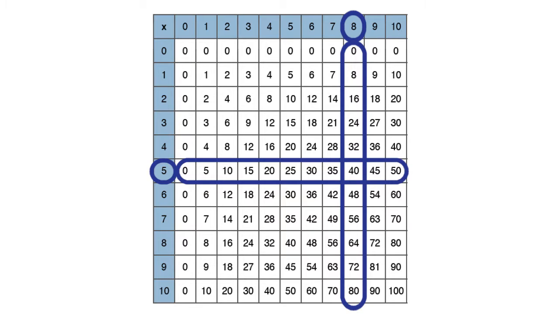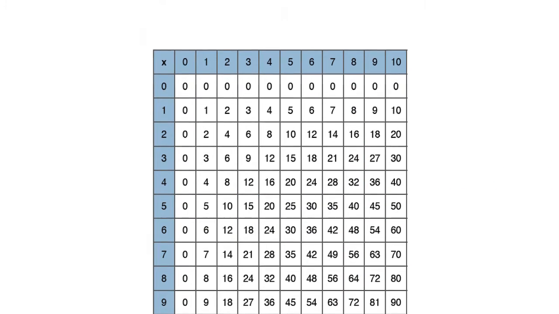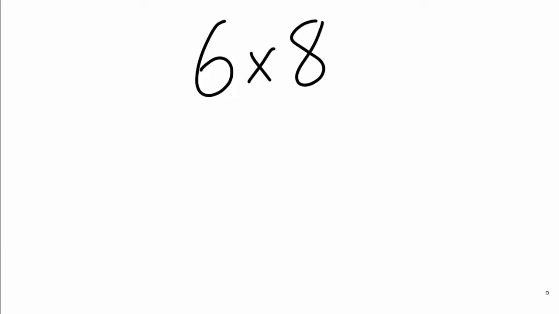Let's try this with one more set of factors. Let's do 6 times 8. Students may struggle with the 6 times tables, but if they know the doubling facts for multiplying by 8, it will become much easier for students to solve.